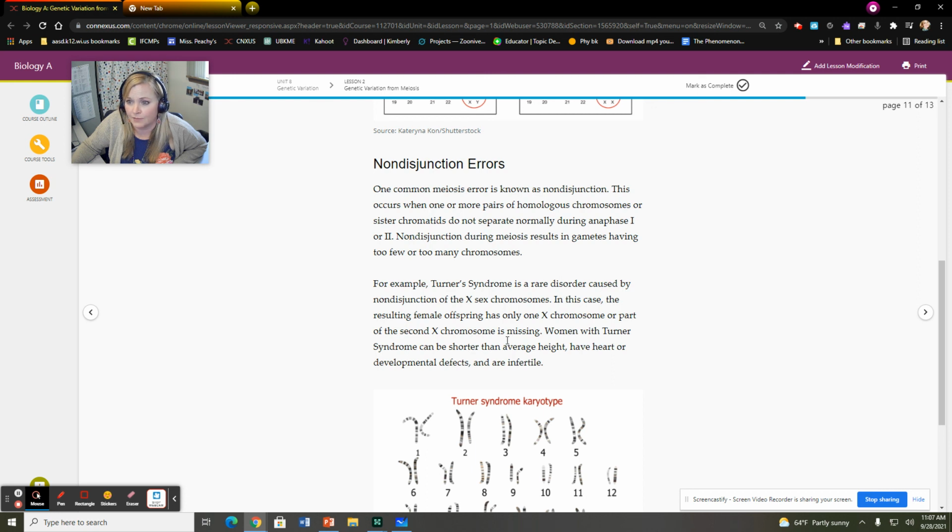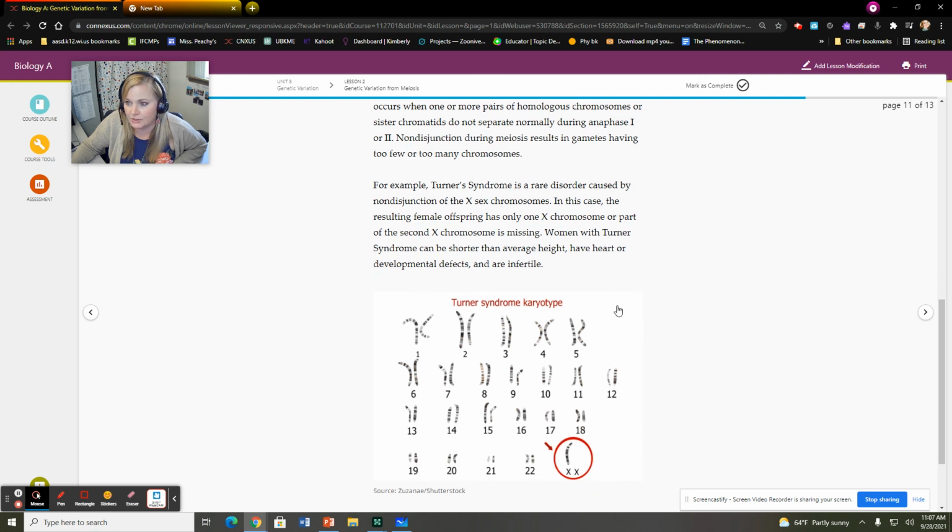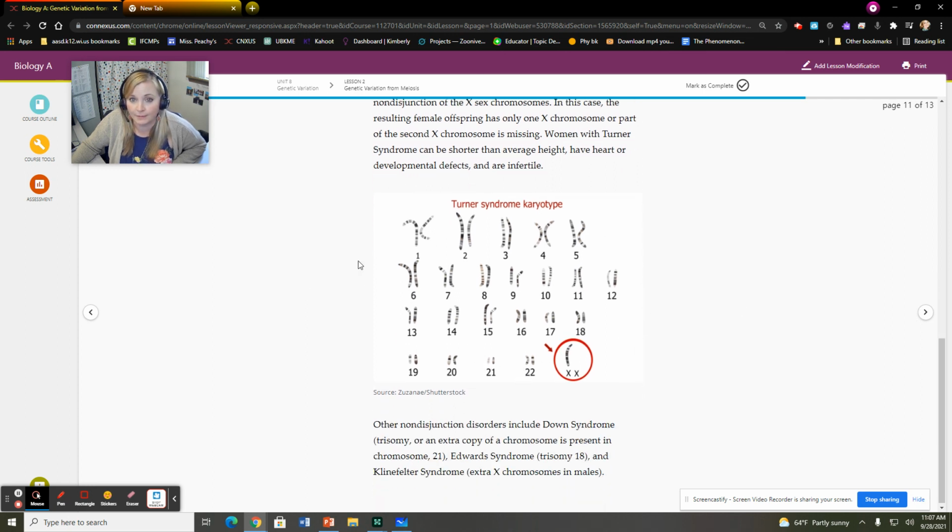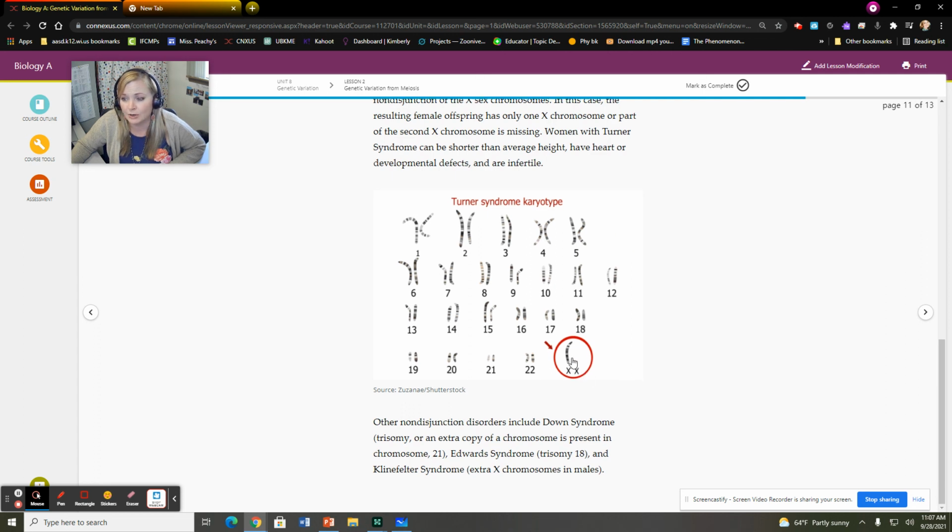mutations that can occur. For example, Turner syndrome is a rare disorder caused by non-disjunction of the X sex chromosome. In other words, you only have one X chromosome and the second one is missing. So if you are a female with Turner syndrome, you'd still present with female characteristics, but you would have shorter than average height, you may have heart defects, you may have developmental defects, mental retardation in some cases. This is where you're missing a copy of the X chromosome.